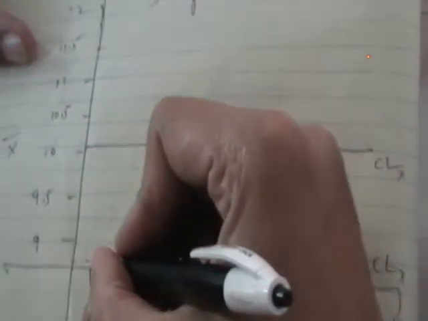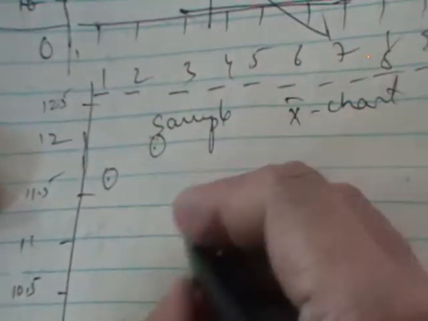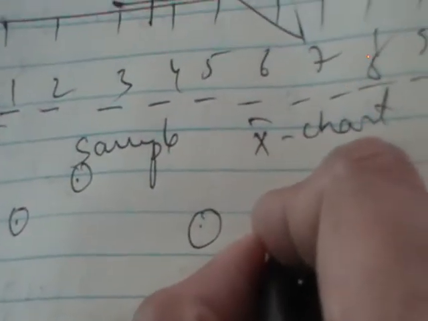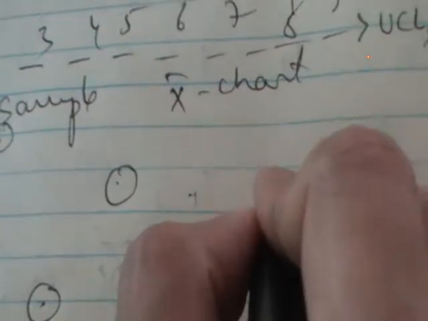You plot the sample points. What is the first sample point? Sample number is 1. Against that, the mean is given as 11.2. Against 1, you plot 11.2 approximately. Against 2, you have 11.8. Against 3, you have 10.8. Against 4, it is 11.6. Against 5, you have 11. Against 6, you have 9.6. Against 7, 10.4. 8, 9.6. 9, 10.6. 10, 10 exactly.